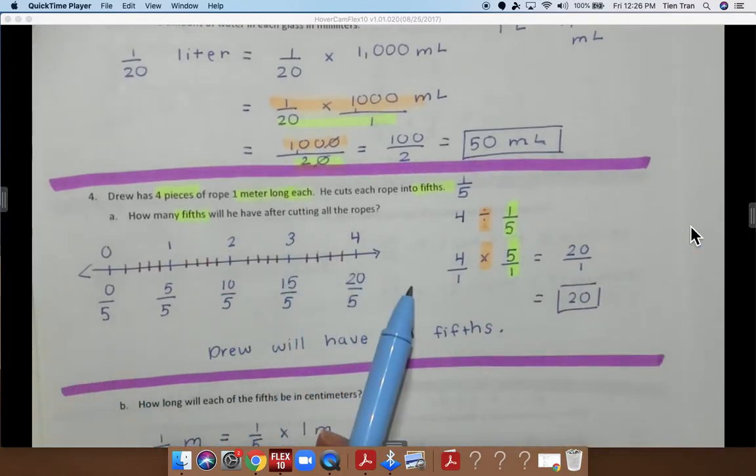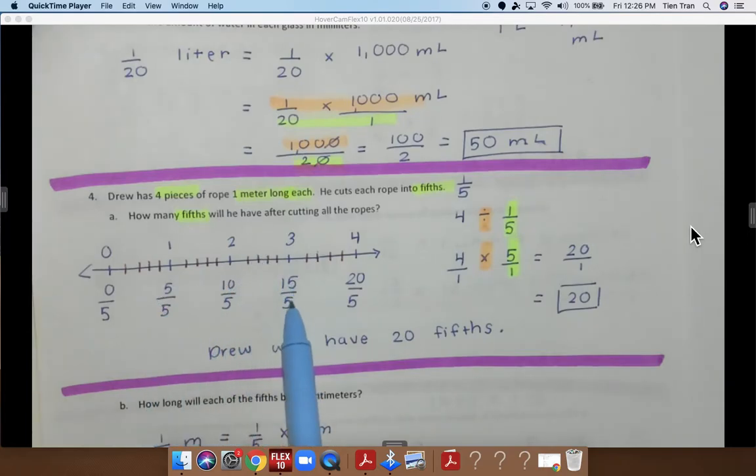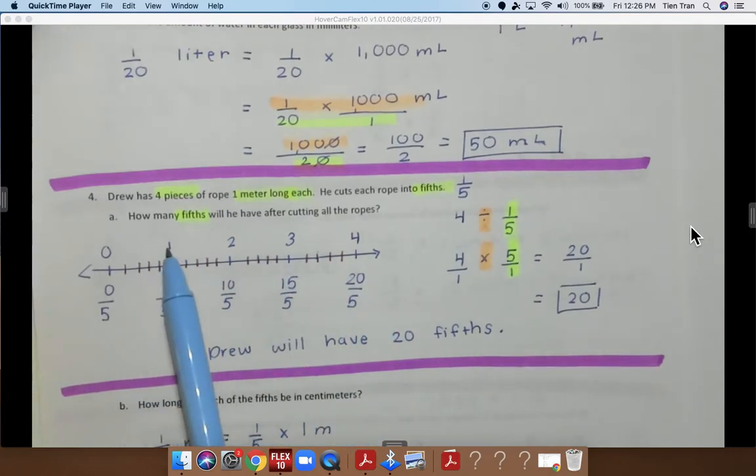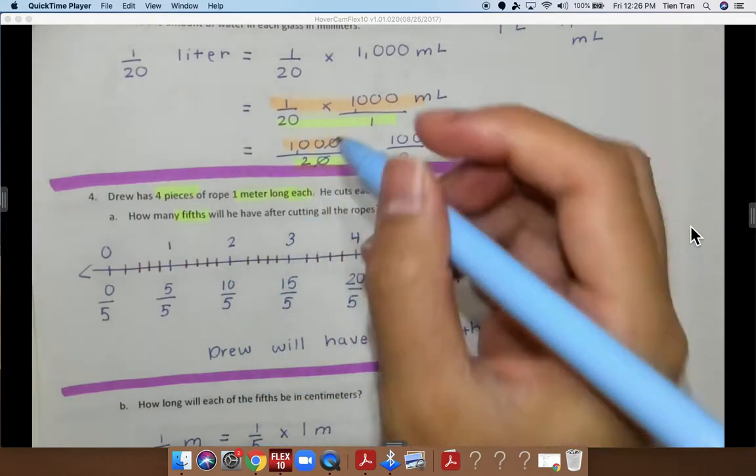Now, looking at this number line, what I did here was I drew 0 fifths, 5 fifths, 10 fifths, 15 fifths, and 20 fifths. Notice that there's 1, 2, 3, 4 pieces of rope.